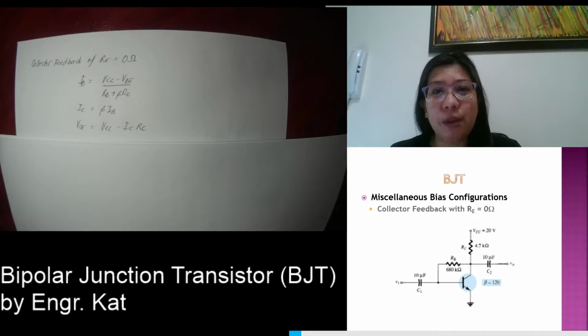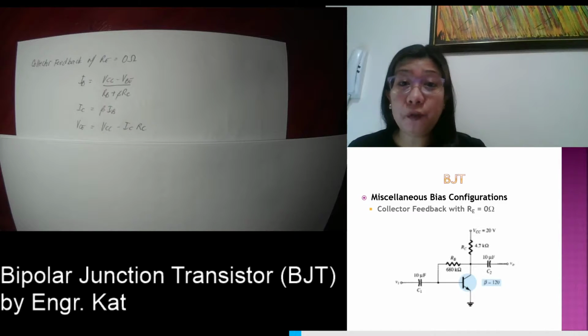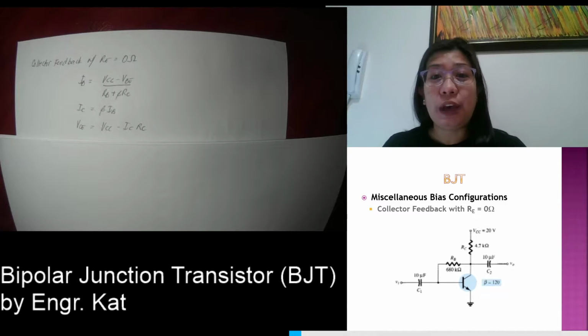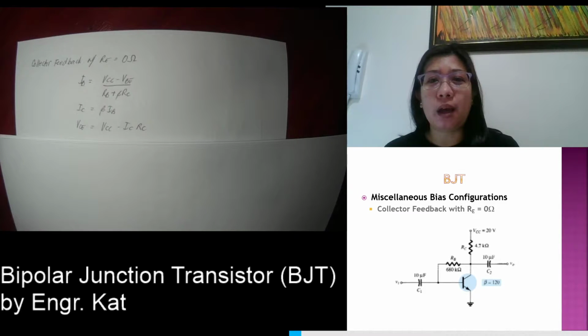We have discussed the emitter stabilized. We have discussed the voltage divider, and lastly, we have the collector feedback, the DC bias feedback. Okay, so aside from those four usual configurations, there are other types of circuits that you might be encountering.